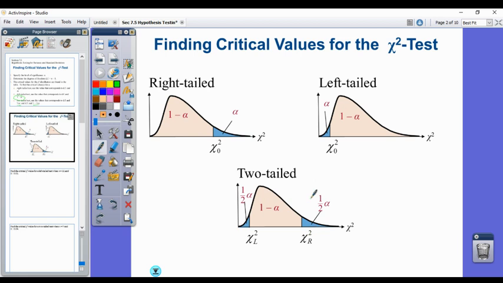Okay. All right, so let's knock this out with an example. We're just going to start by finding critical values.